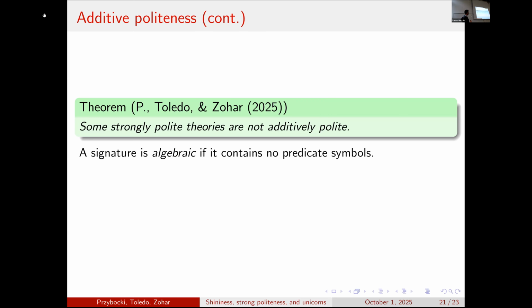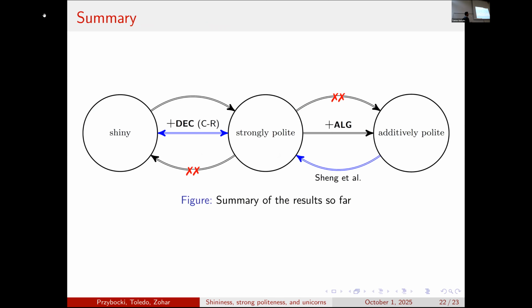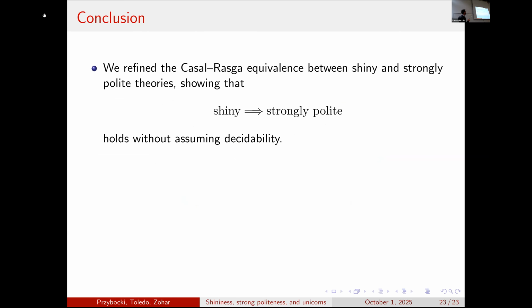However, we have something close. So let's say the signature is algebraic if it doesn't contain any predicate symbols. So it's only function symbols. Over algebraic signatures, we are able to show that these notions coincide. So strong politeness is equivalent to additive politeness for algebraic signatures. So we can again summarize, add another blob to our diagram. So we have additive politeness was known to imply strong politeness, and we show the converse, assuming algebraic signatures, although the converse doesn't hold in general. So that clears up the relation between these notions.